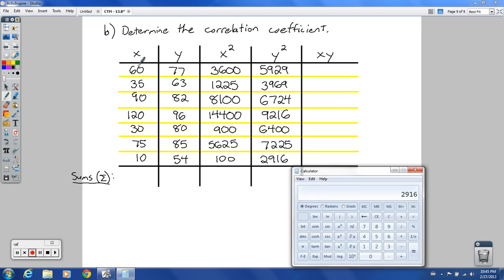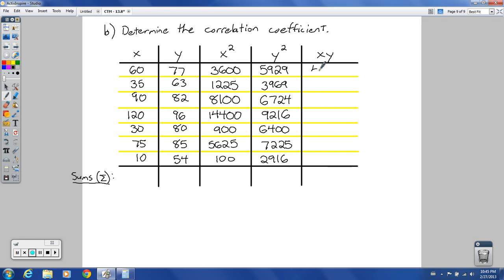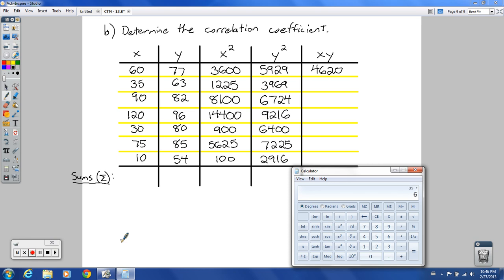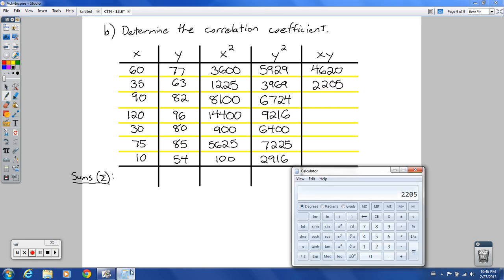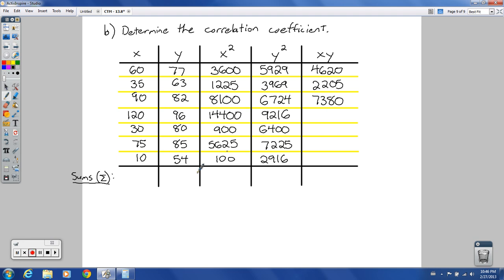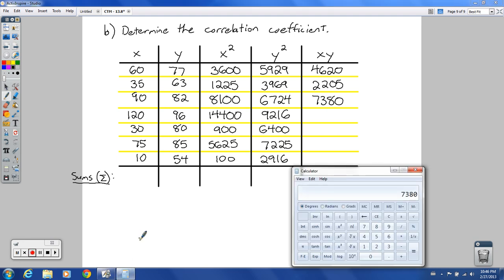And now this column, x times y. So I'm just taking this value times this value. So 60 times 77. And just keep going down the list like that. 4620. Next I'll have 35 times 63. 2205. 90 times 82. 7380. 120 times 96 is 11,520.